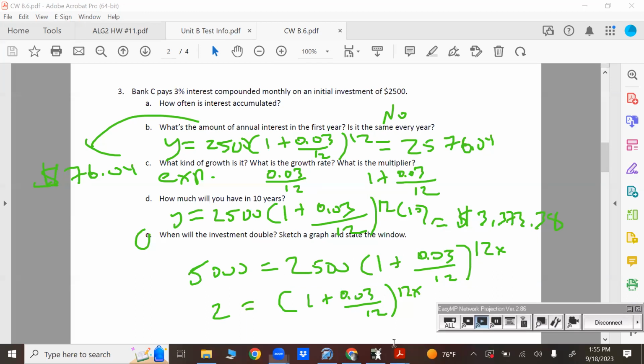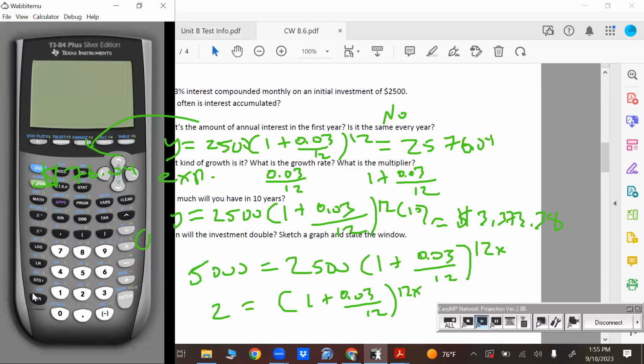Let me go back to my calculator. So then you just, I'm going to change this equation. It's going to be 1 plus 0.03 divided by 12, raised to the 12x. Graph it. Here we go. And it should be less than 23. Should be a little more frequent. Should happen sooner.